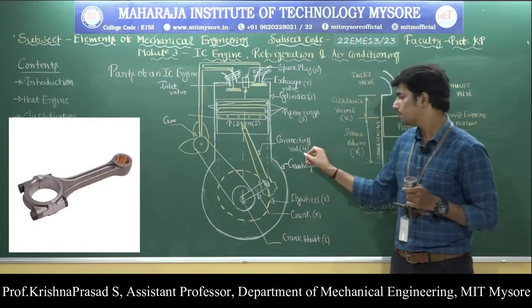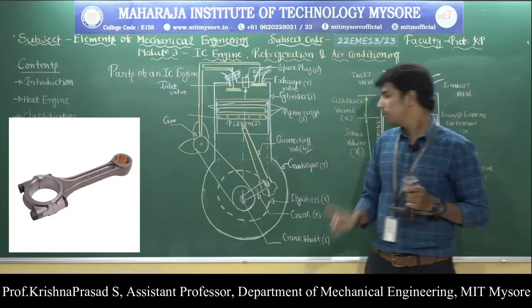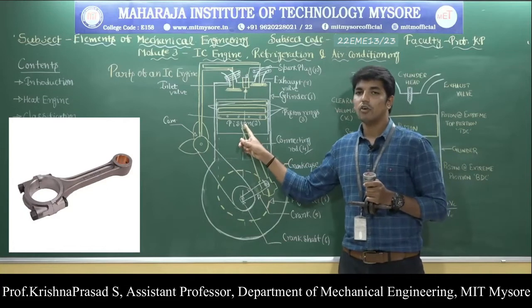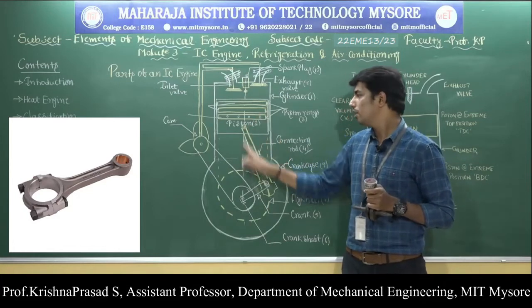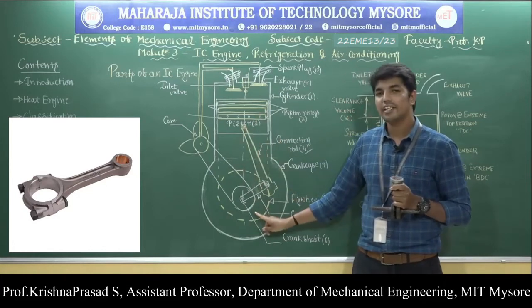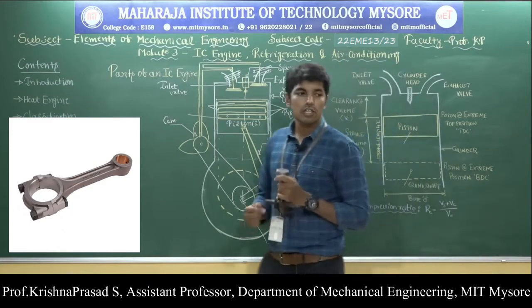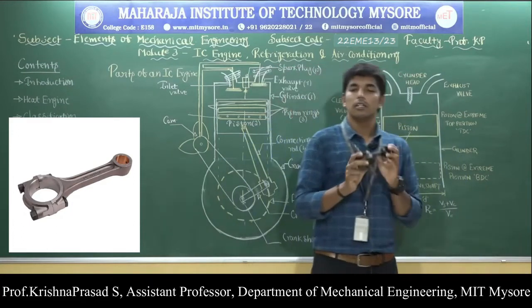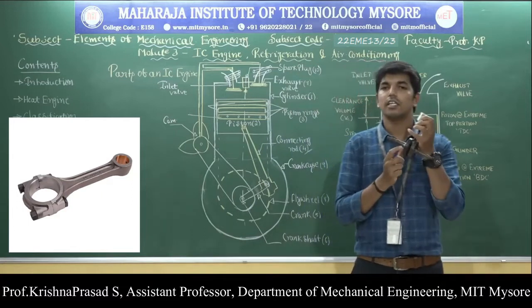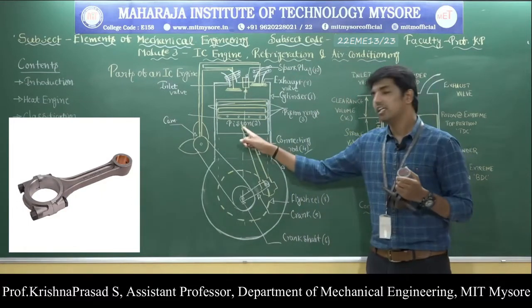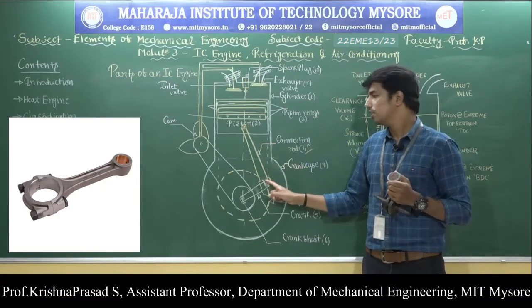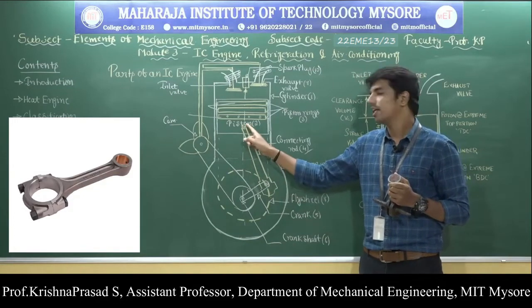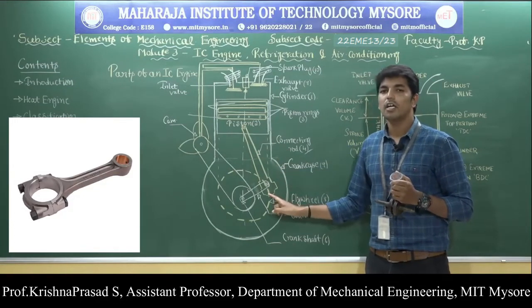Next, the fourth one, the connecting rod. Observe here, the connecting rod forms the link between the piston and the crankshaft. This connecting rod does not have a uniform size. One end is called the smaller end, and the other is called the bigger end.